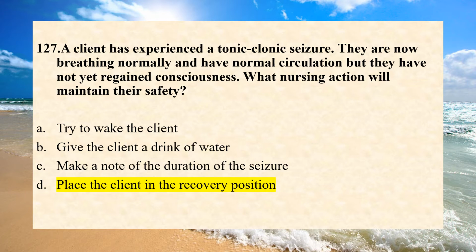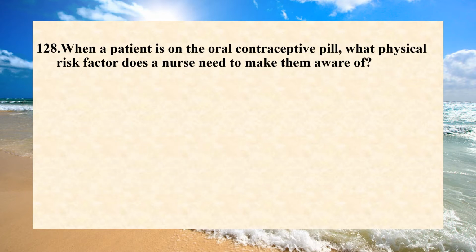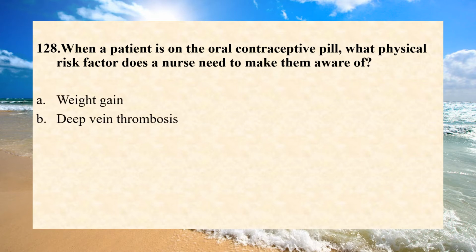When a patient is on oral contraceptive pill, what physical risk factor does a nurse need to make them aware of? Option A is weight gain. Option B is deep vein thrombosis. Option C is increased bleeding. Option D, acne. Answer is C.